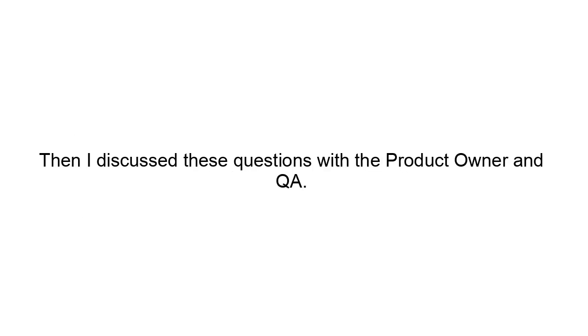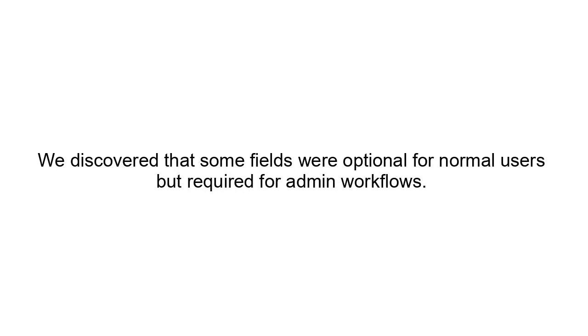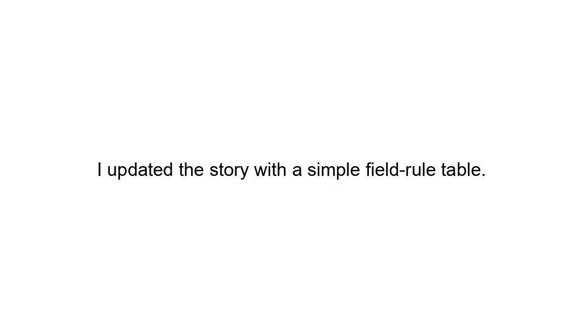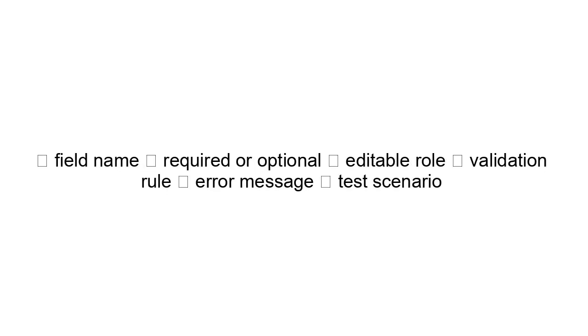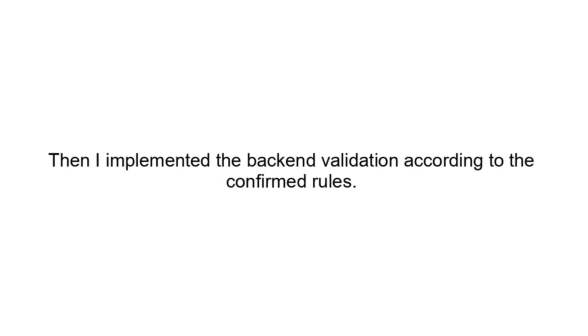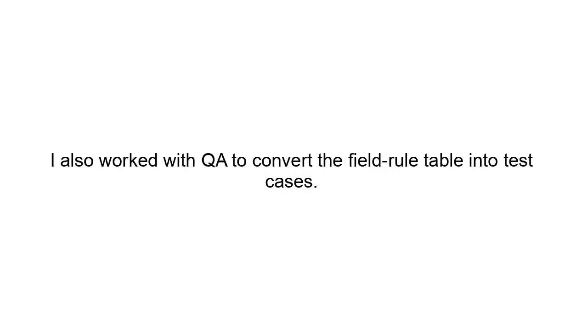Then I discussed these questions with the product owner and QA. We discovered that some fields were optional for normal users but required for admin workflows. I updated the story with a simple field rule table. The table included field name, required or optional, editable role, validation rule, error message, and test scenario. Then I implemented the backend validation according to the confirmed rules. I also worked with QA to convert the field rule table into test cases.